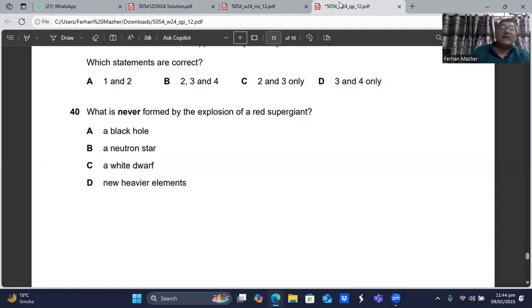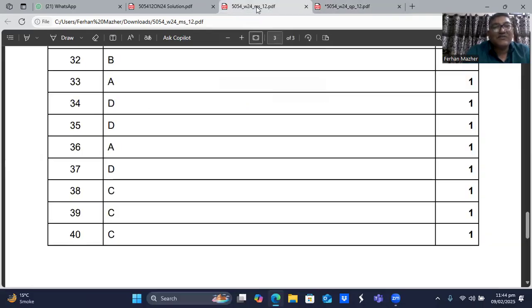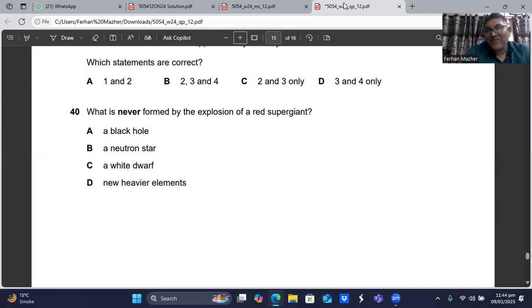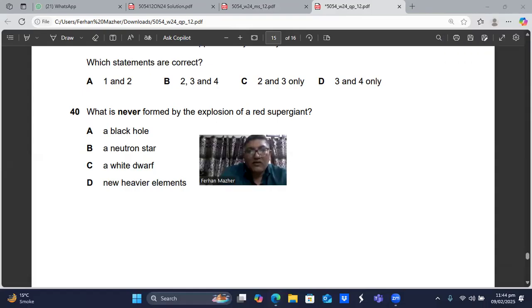New heavier elements. What is never formed? A white dwarf is never formed by the explosion of a red supergiant, because that happens only in the case of small stars. So what will never happen? A white dwarf. Question number 40, C is the choice. A white dwarf is formed when a small star ends its life.